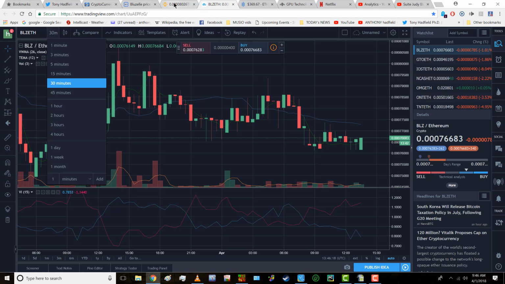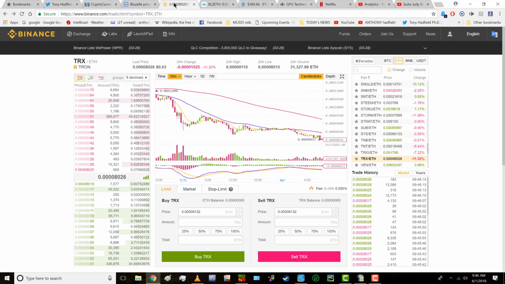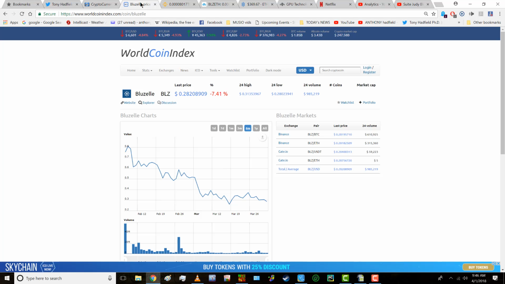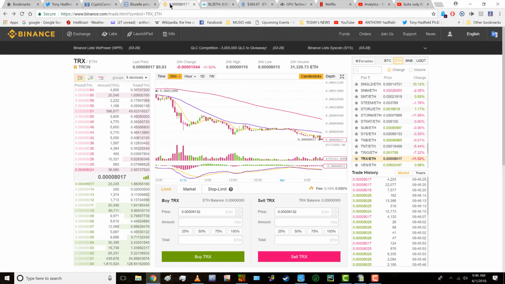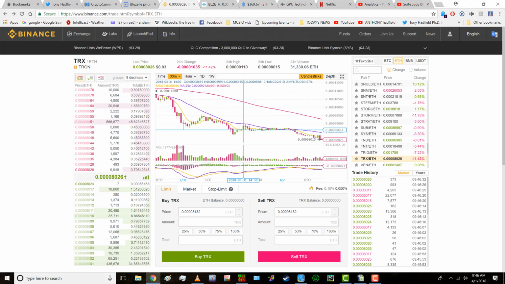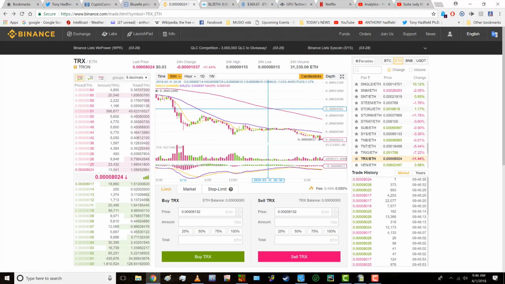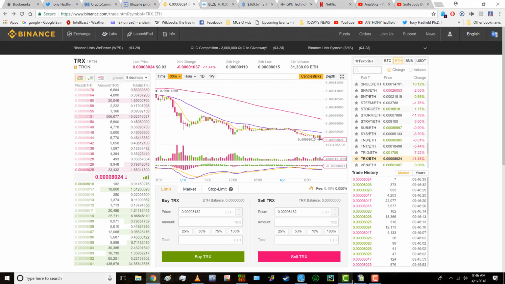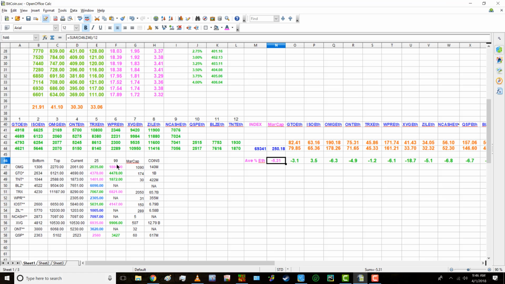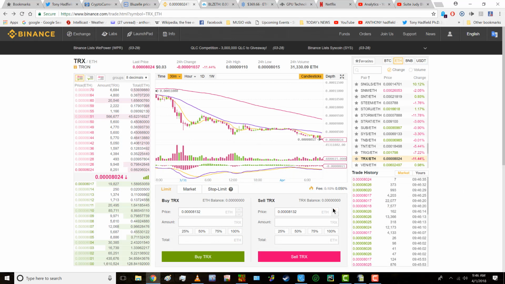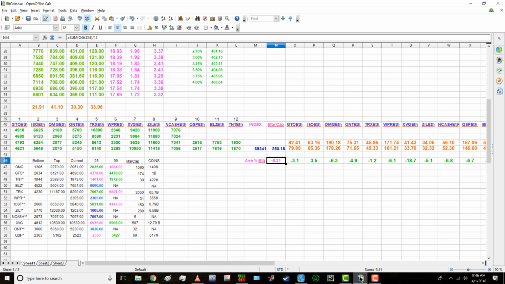I went over on the GDAX account because it gives, just a minute, yeah, I'm looking on the Binance account because it gives you these 7, 25 and 99-day moving averages, which I'd put on this spreadsheet here. So without further ado, let's pick up on some names and go look see.